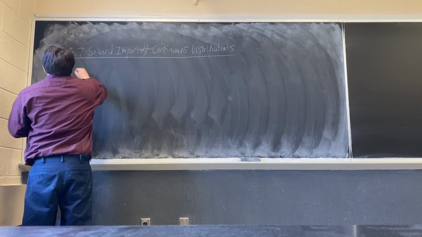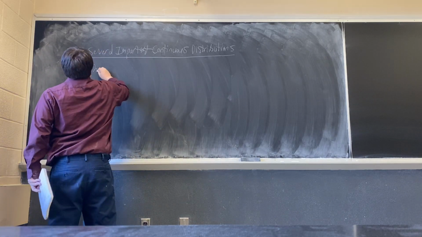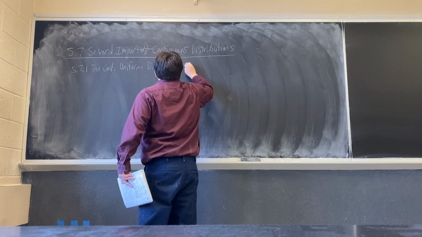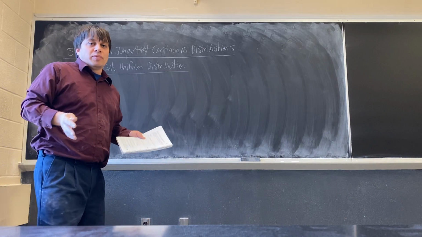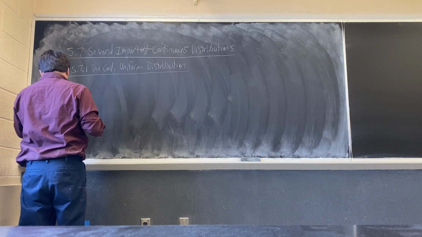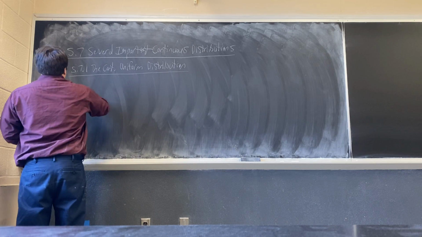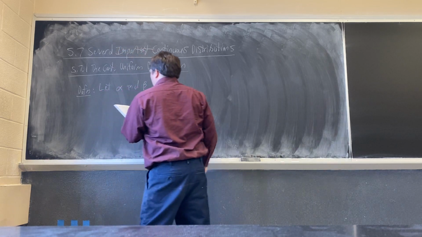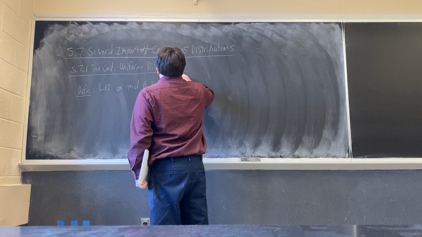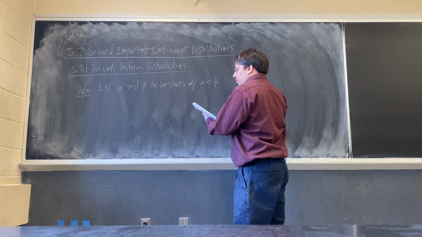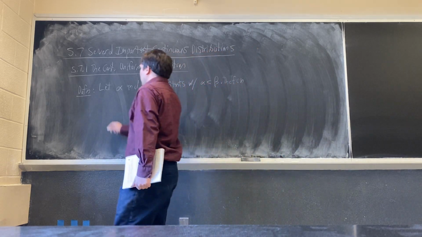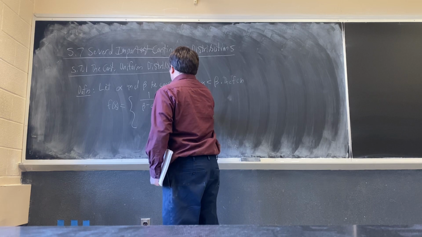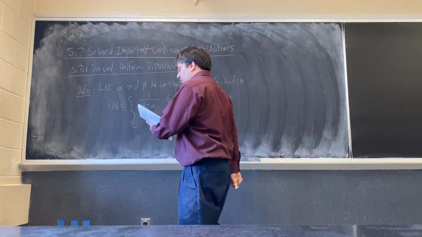Okay, so 5.7.1 is the continuous uniform distribution. And so we're going to have a definition of this probability function, and so we're going to let alpha and beta be constants, with alpha less than beta. The function little f of x is equal to 1 over beta minus alpha, for alpha less than x less than beta, and 0 elsewhere.